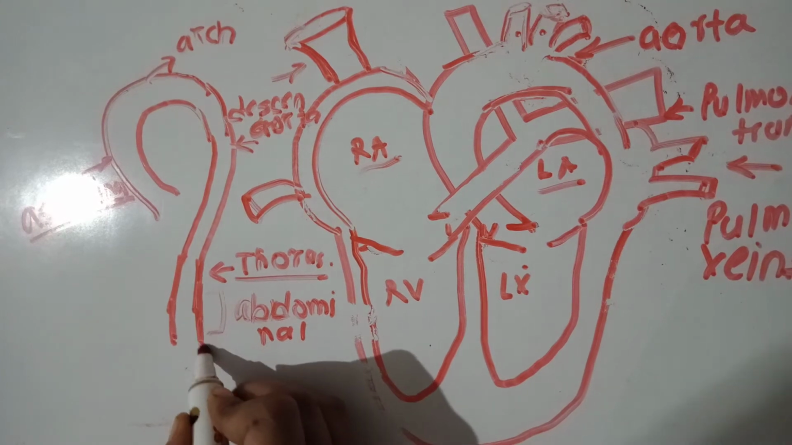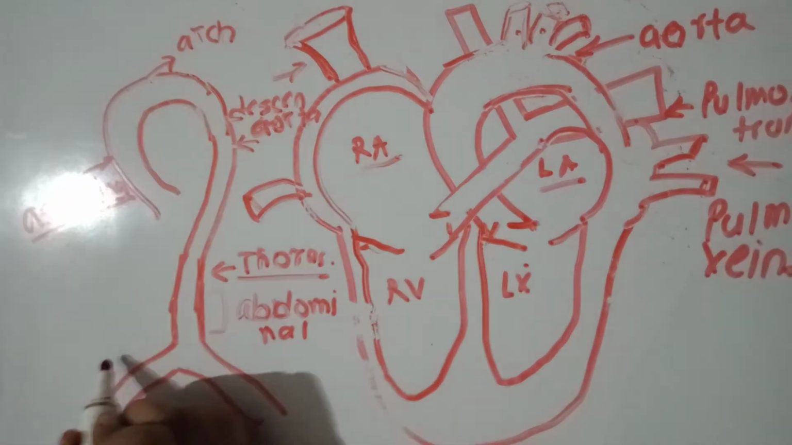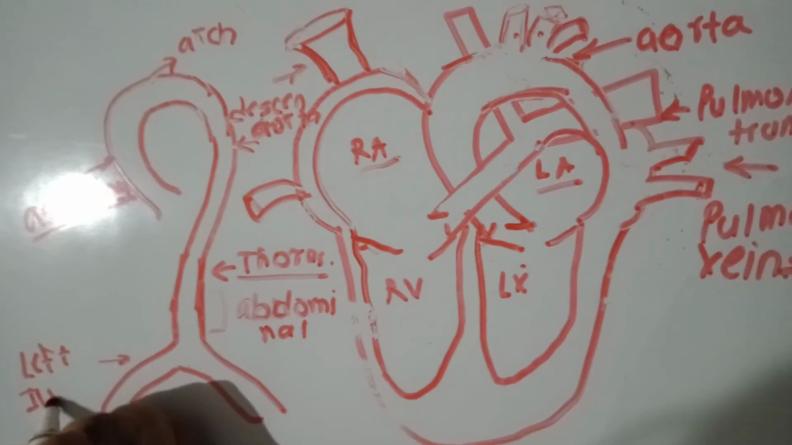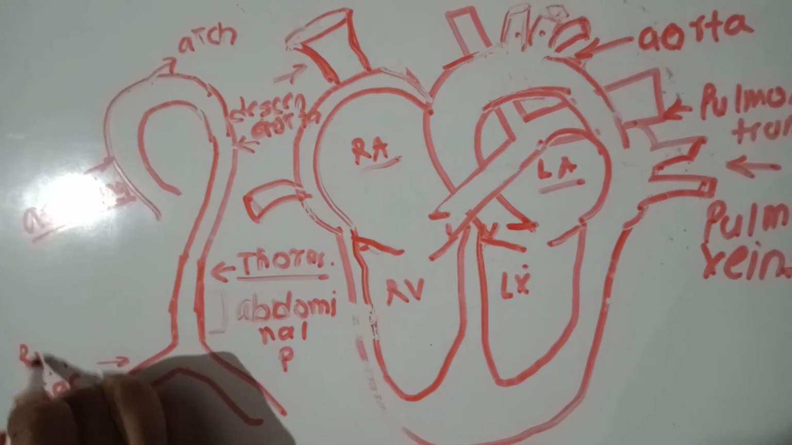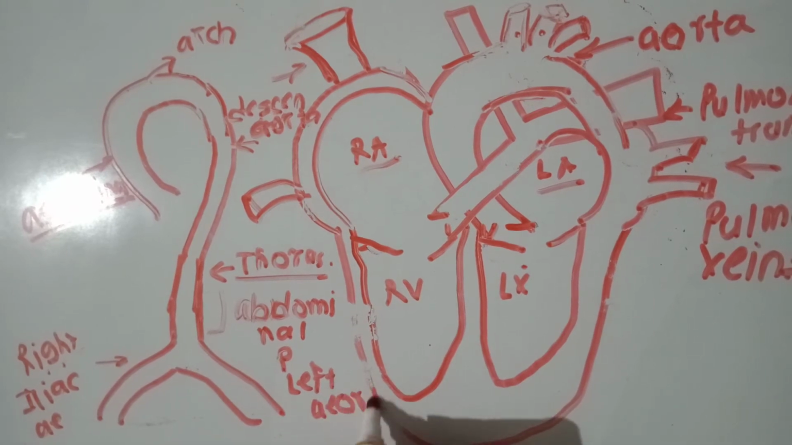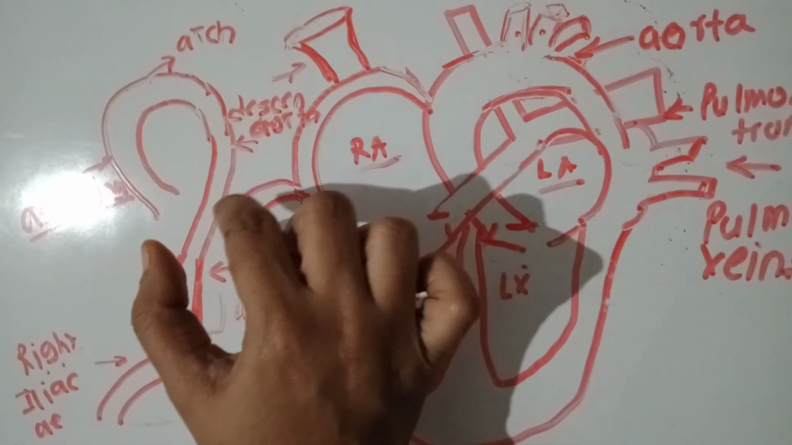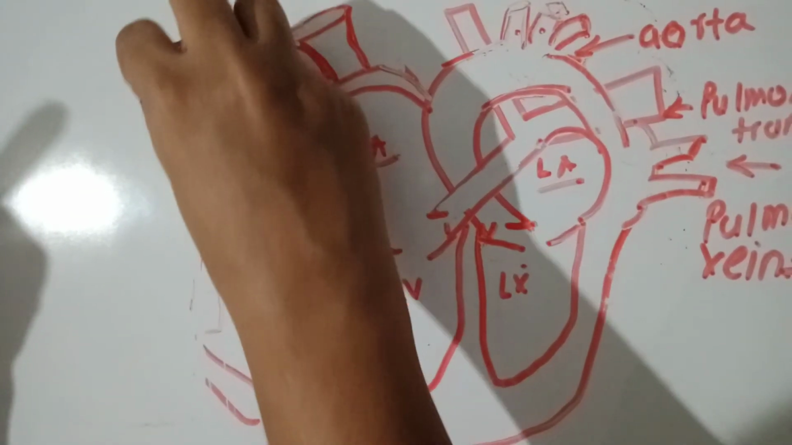After that it forms the terminal aorta. The terminal aorta is divided again into the right iliac aorta and the left iliac aorta. The right and left iliac aorta supply the blood to your lower limbs. I hope this is clear: what is the ascending aorta, arc, and descending aorta. The next part we'll see is the chordae tendineae part.